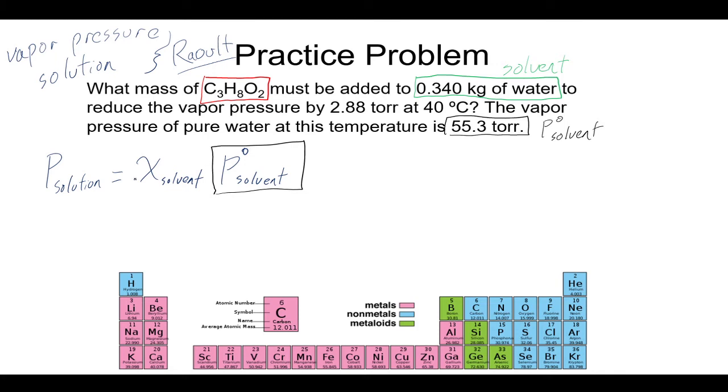So the vapor pressure of the solution, you might be poised to write 2.88. Okay, but that's wrong. That's how much it's lowered by, right? The lowering will be pretty reasonable. It's not going to drop from 55 to 2. Okay, the pressure of the solution here is 55.3 minus 2.88. It dropped by that much. So 55.3 minus 2.88, I believe, gives us 52.42.